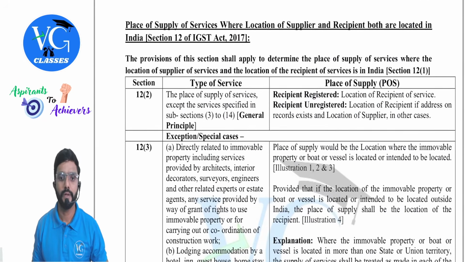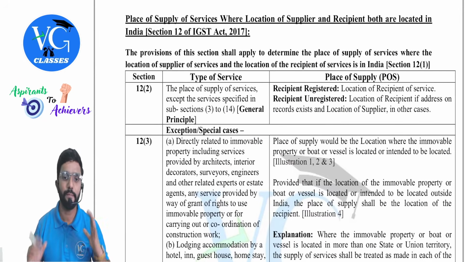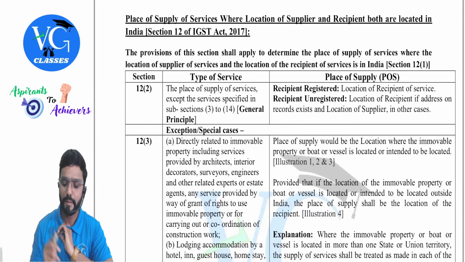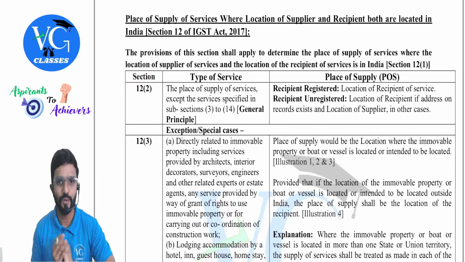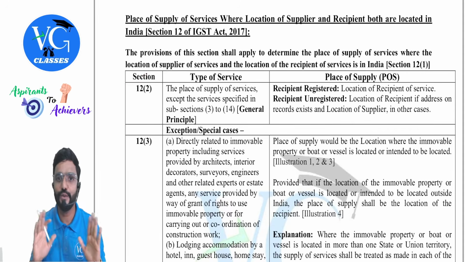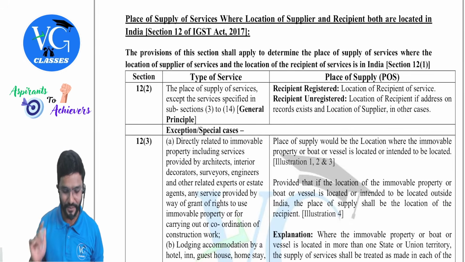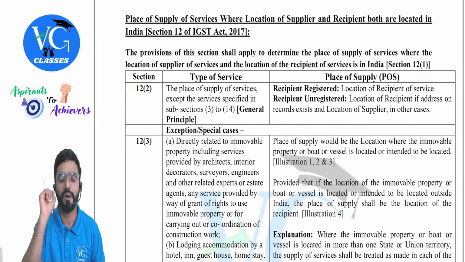Yes. So what is covered here is the place of supply of services where location of supplier and recipient both are located in India. So I am covering Section 12 subsection 2. Sir, are you explaining the intersection? No, no, no. Whatever is the clarification regarding this, I will just explain that. Okay, 12 subsection 2. What is it telling?